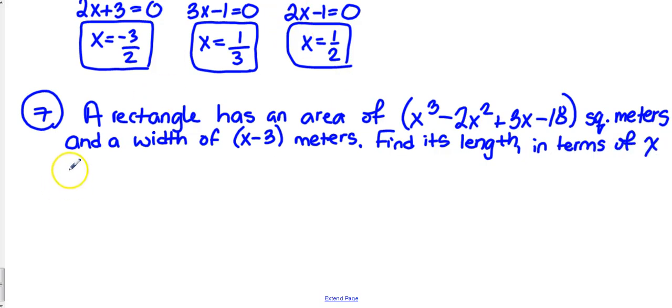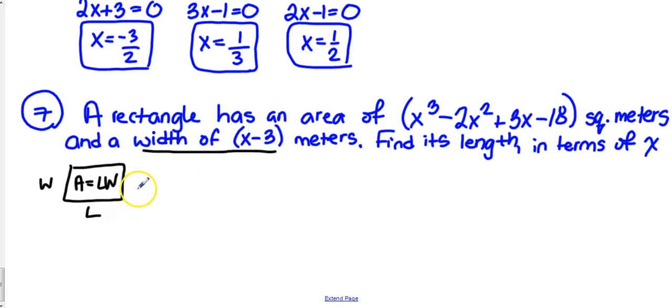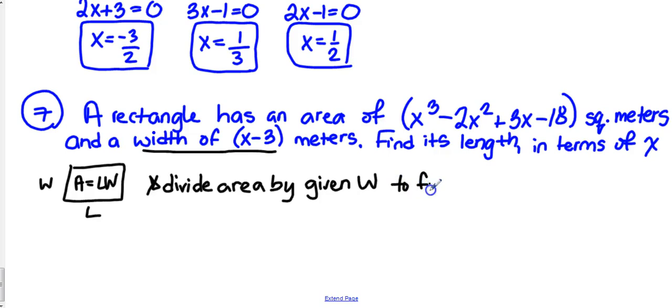So if I know I'm dealing with a rectangle with a length and width, we know area is length times width. So if I know the width, and I know area is length times width, how can I work backwards to go find the length? Divide area by given width to find the length. And we've got all the tools we need to do that.